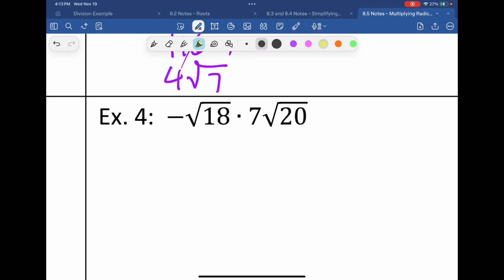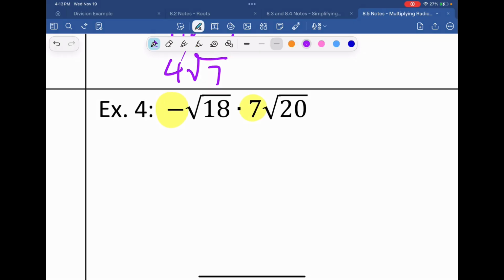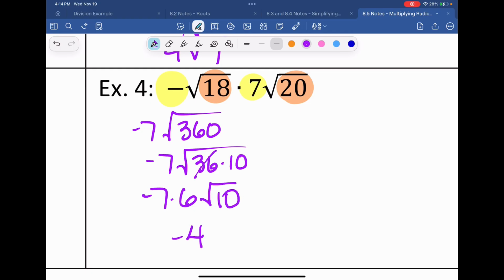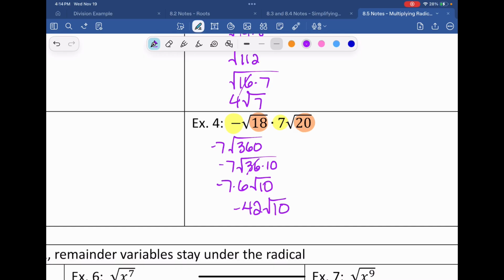All right, so the negative on the outside, that's like a negative 1. And then we have the 7. And the 18 and the 20. So the largest square that goes evenly into 360 is 36. The square root is 6. So altogether, negative 42 radical 10.